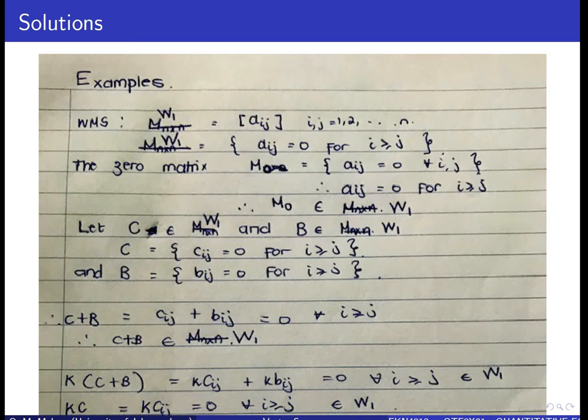So I have established that the 0 vector is in W1. I also have established that if I take two sets in W1 and I add them together, I get a set that is in W1. And I've also achieved closure under scalar multiplication. Then I can say W1 is a subspace of Mn by n.